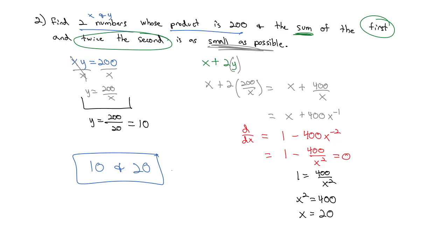That's how optimization works. We get an equation in one variable so that we can take the derivative and set that derivative equal to 0. That's where the maximum or the minimum will always occur.